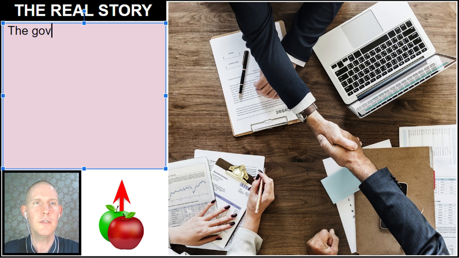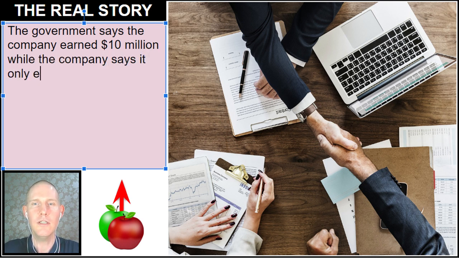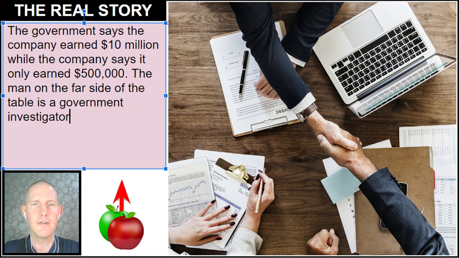The government says the company earned $10 million, while the company says it only earned $500,000. That's a big difference. The man on the far side of the table is a government investigator.